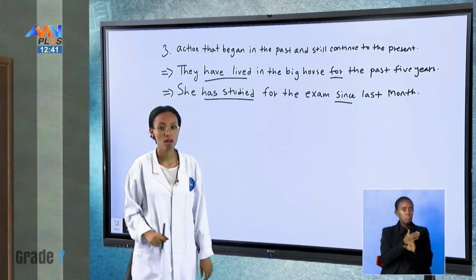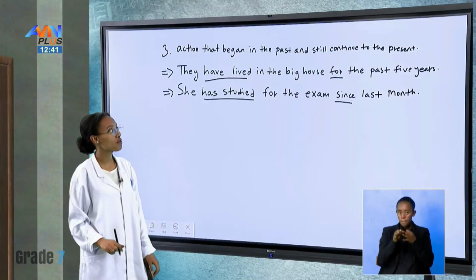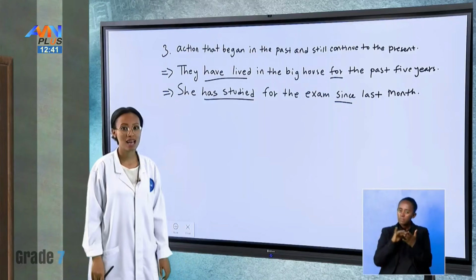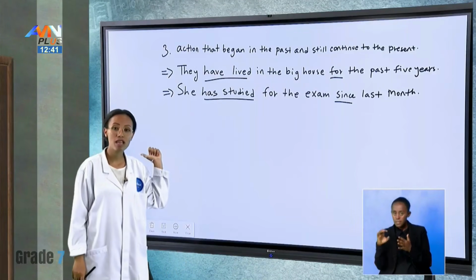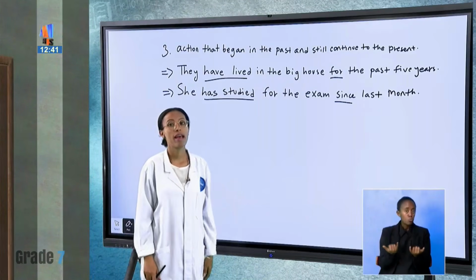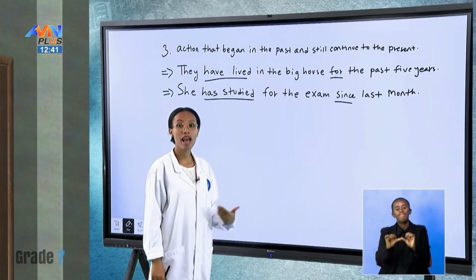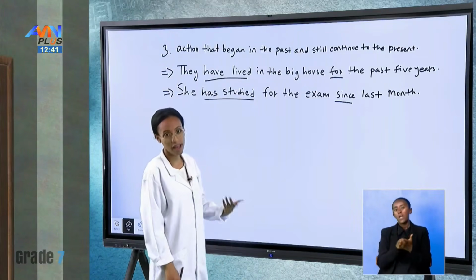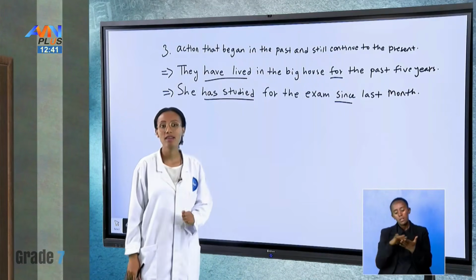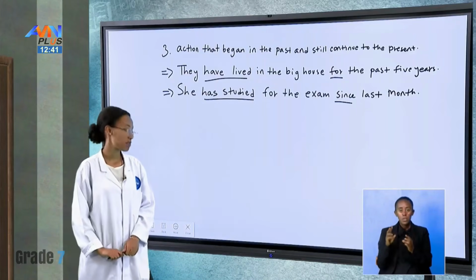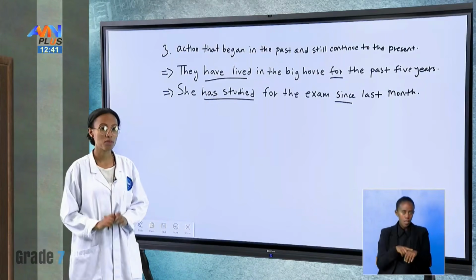Again, we have a common time expression. She has studied for the exam since last month. So starting from last month up to now and still continuing, she has performed the action. She has studied for the exam. And those are the three ways that we saw last time of using the present perfect tense.